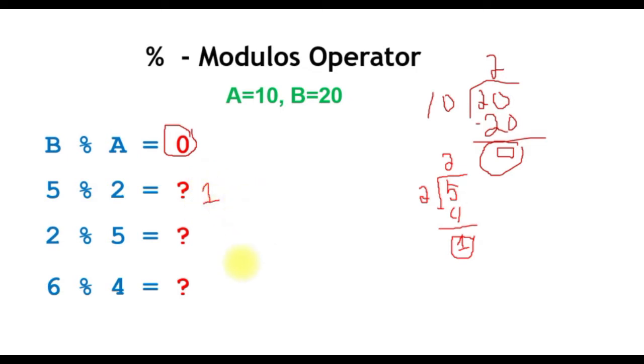Okay? Next, 2 modulo 5. Ma'am, anong sagot diyan? 0 ba? Kasi hindi naman pwedeng i-divide yung 2 sa 5. Pero, may technique diyan. I will give you a tip. Kapag mas maliit yung nasa left na operand compared sa nasa right operand, the answer is always yung nasa left. So, which is 2. Ma'am, paano yan? Sigurado ka ba na 2 yan?